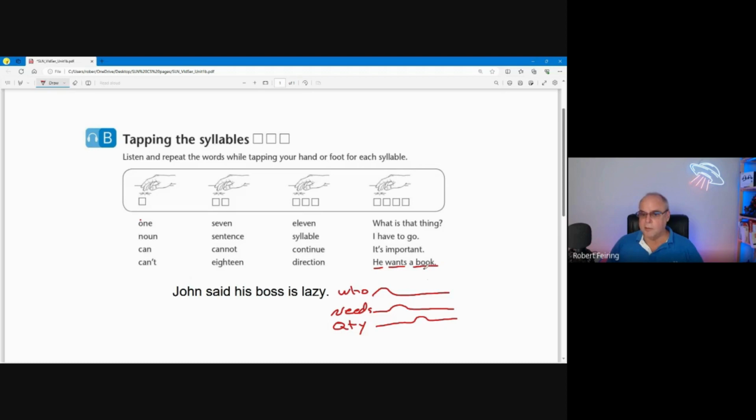But in this case, let me go ahead and put stress on that oo sound in book. So he wants a book, and then my voice will trail off. Okay. And so in that case, we're worried about the object, what he wants, right? He wants a book.